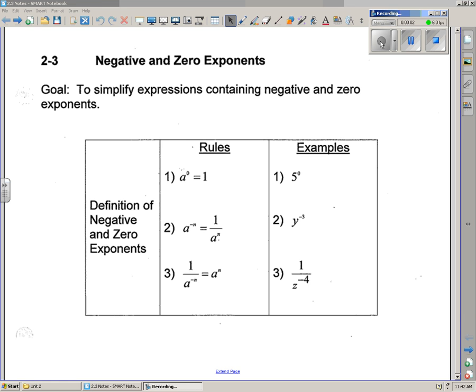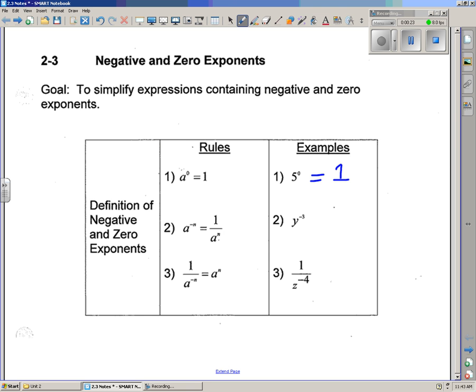So this lesson then is on negative and zero exponents. Whenever you have something raised to the power of zero, the answer is always going to be 1. It doesn't matter whether it's a number raised to the power of 0 or a letter raised to the power of 0, the answer is always going to be 1.